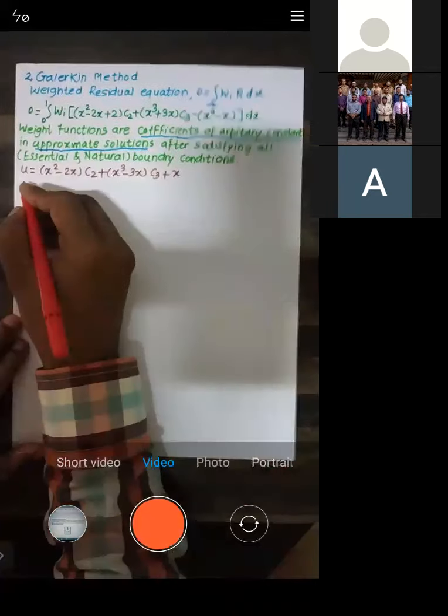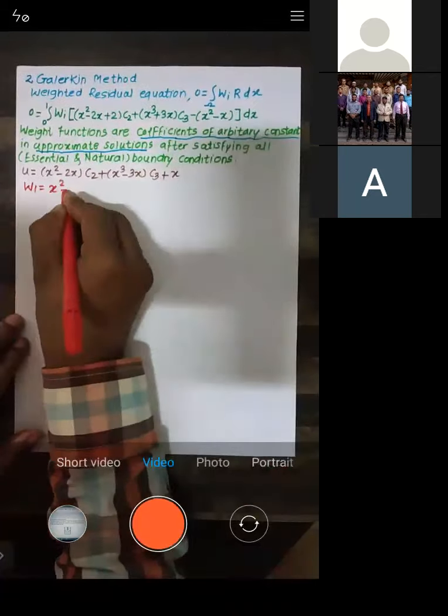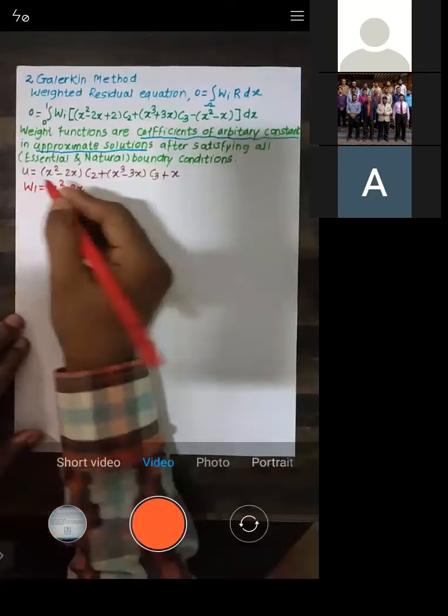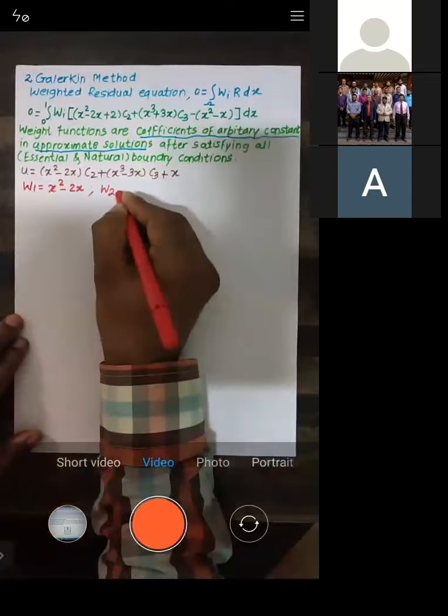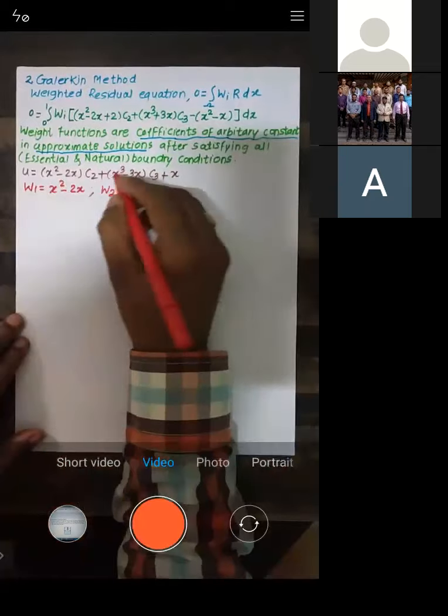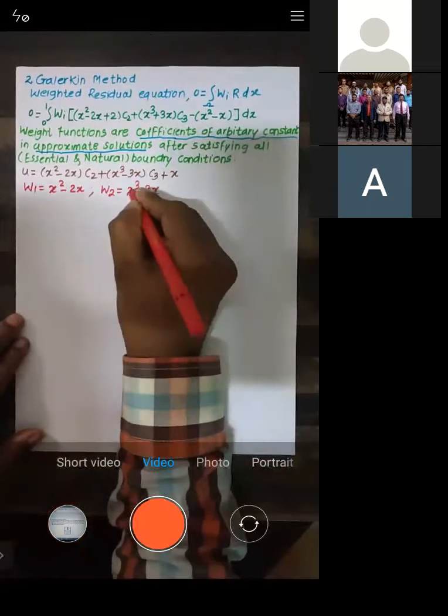What is the coefficient of c2? It's x square minus 2x. So this is my first weight function. Similarly, the coefficient of the second constant, that is c3, is x cube minus 3x. It's my second weight function, right?